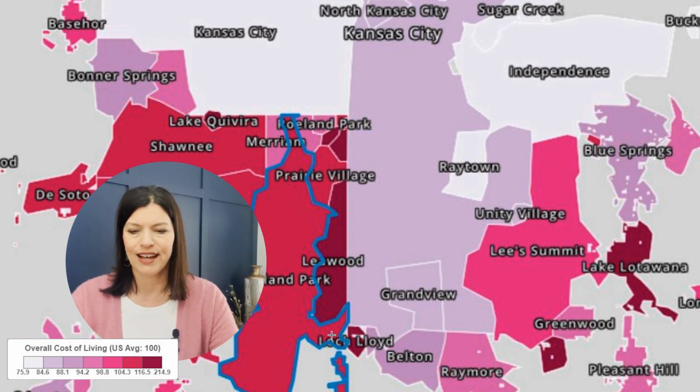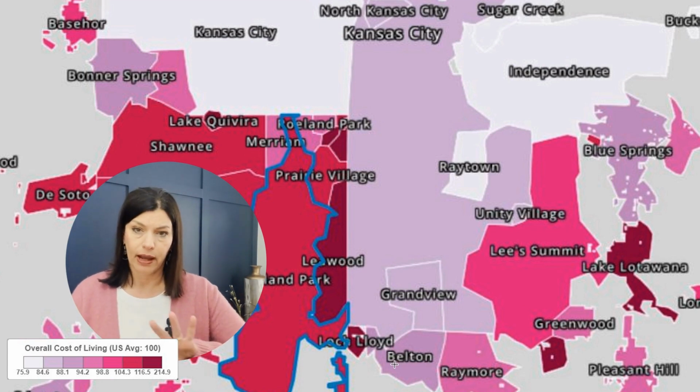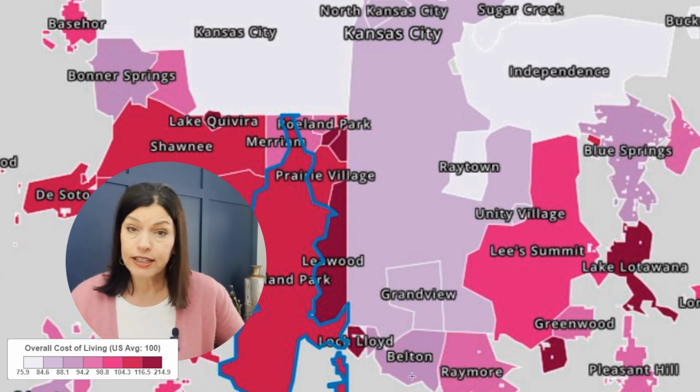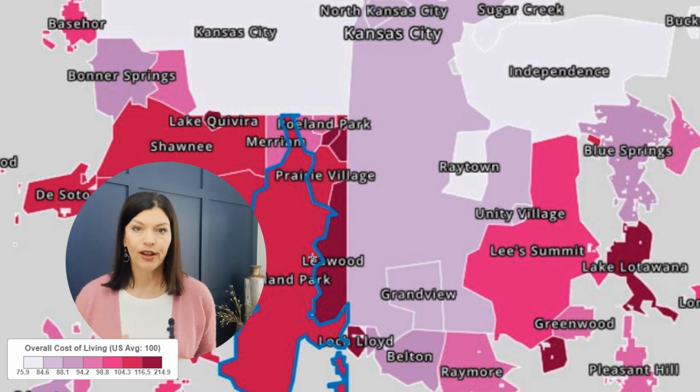Right here on the state line is Loch Lloyd, and Loch Lloyd used to only be on the Missouri side. They're now building into the Kansas side, but both sides are going to be pretty significantly more expensive than the average. And if you're looking to find Patrick Mill homes, that's where you're going to find him.